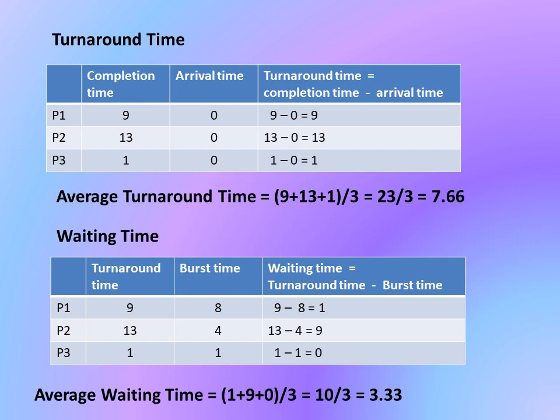Now let us calculate average waiting time. Average waiting time equal to sum of waiting time of all the processes divided by the number of processes. So average waiting time equal to 1 plus 9 plus 0 divided by 3 is equal to 10 divided by 3 is equal to 3.33.